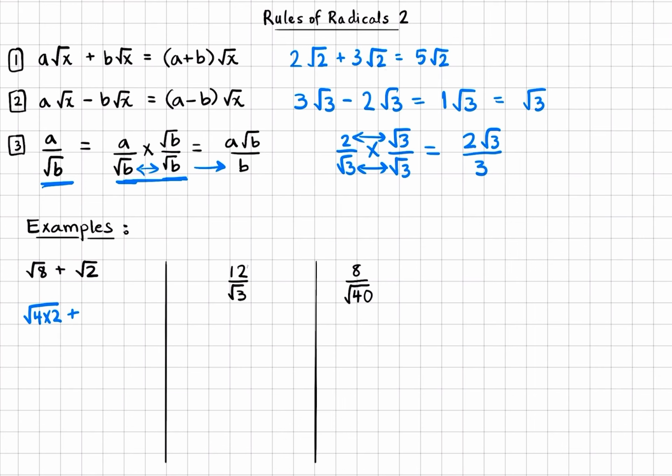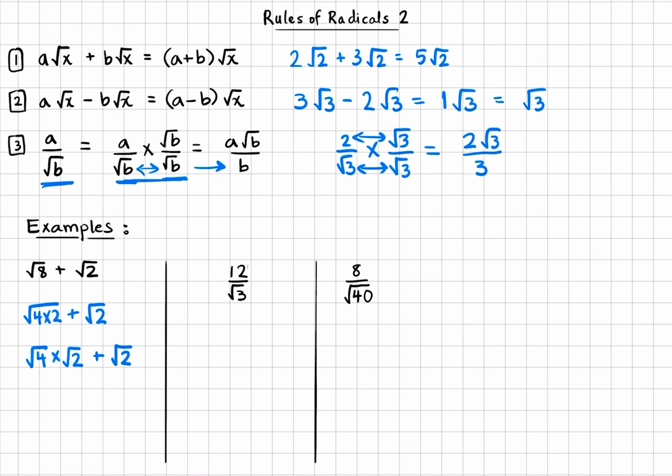Right? And then just remember to write everything else. Okay. Well, if we remember one of the rules from the previous video, when we have two numbers multiplied by each other under a square root, I can separate them. I can write them like this: square root of 4 multiplied by square root of 2, and then I'll write everything else the same.